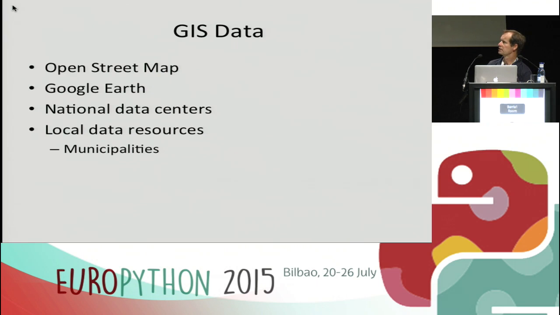At least in Denmark, we have national data centers for a lot of different maps. There's a center called Environment GIS, which has all kinds of strange information about where the rivers are, where there are depots for toxic waste and stuff like that. So you can go there if you want to research that.